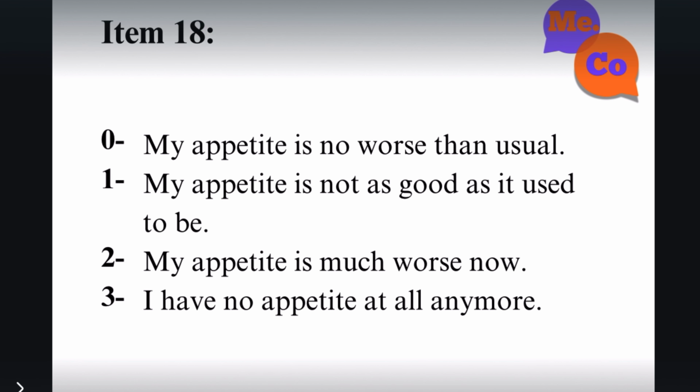Item 18. 0. My appetite is no worse than usual. 1. My appetite is not as good as it used to be. 2. My appetite is much worse now. 3. I have no appetite at all anymore.